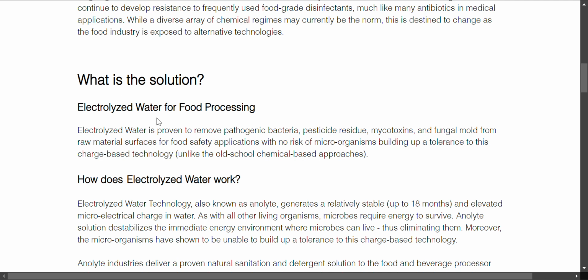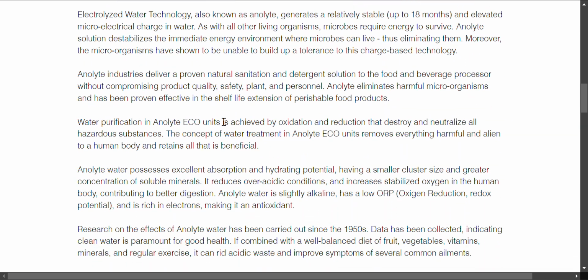It's another name for it. In food processing, hypochlorous acid is proven to remove pathogenic bacteria, pesticide residue, mycotoxins, and fungal mold from raw material surfaces. So this is, again, going to just dramatically increase the shelf life of your fruits and vegetables.